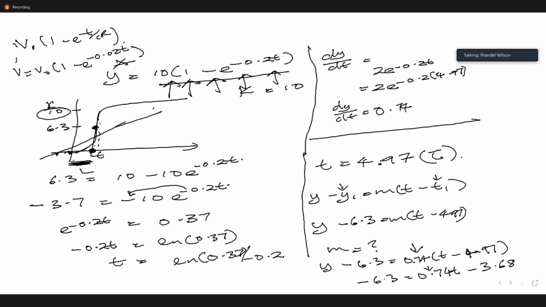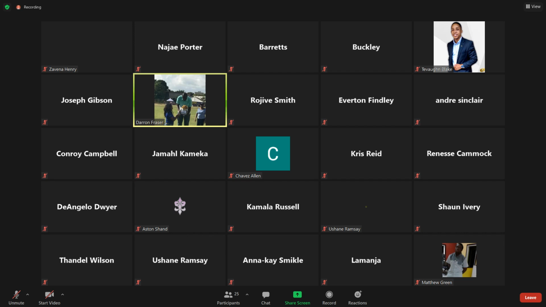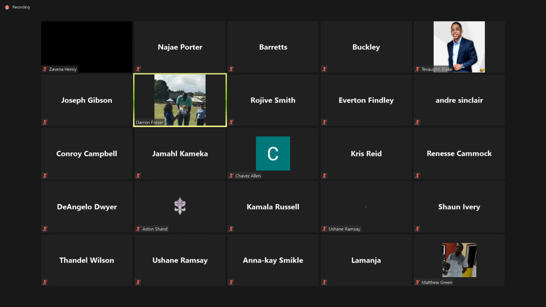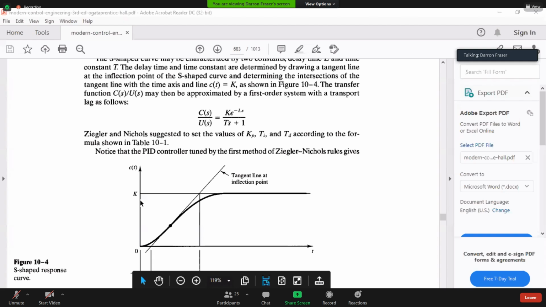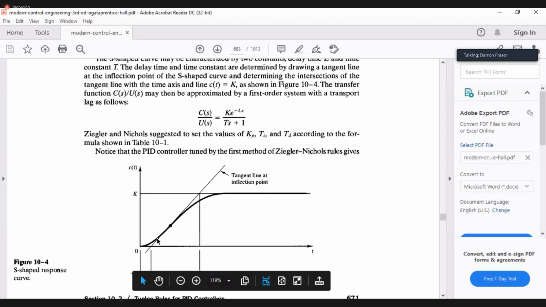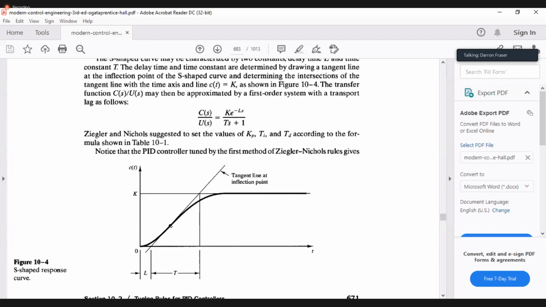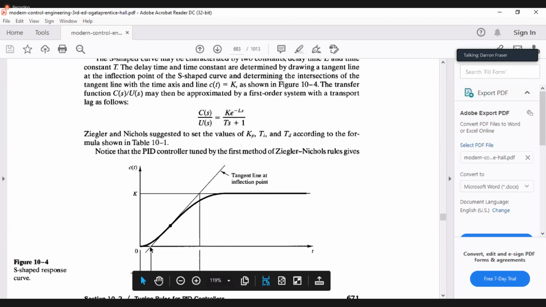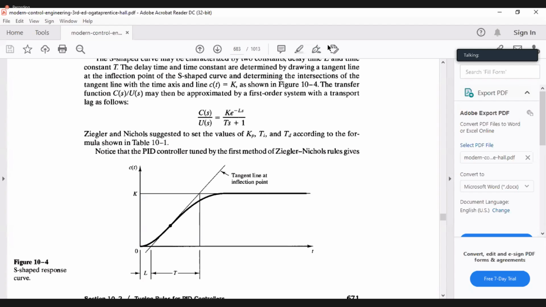Is this in a book, where you got the example from? No, it is in no book. The only thing the book tells you is the same thing as what is on the screen here. It only tells you how to do it graphically. So graphically, with this tangent line, you have to find the point of inflection, and then the lag time is where it crosses the axis. That's all I'm telling you.